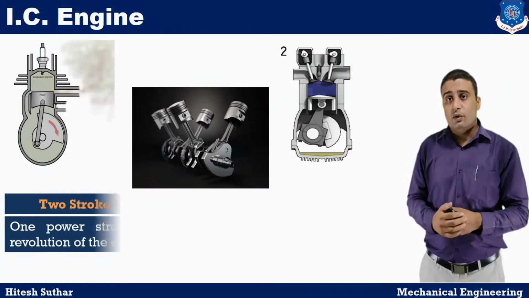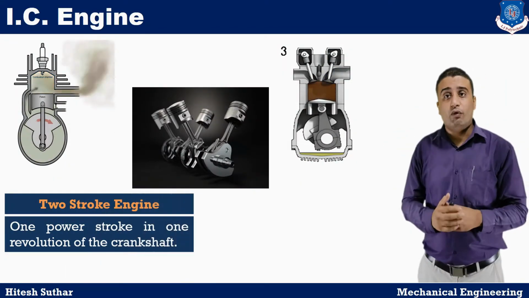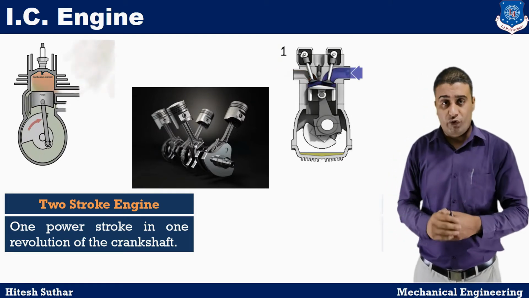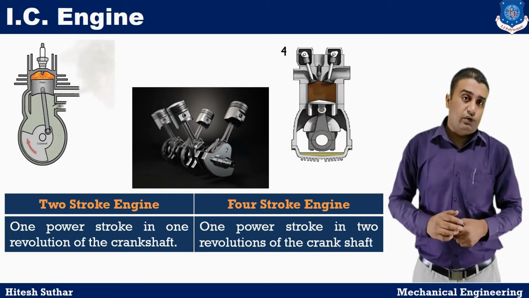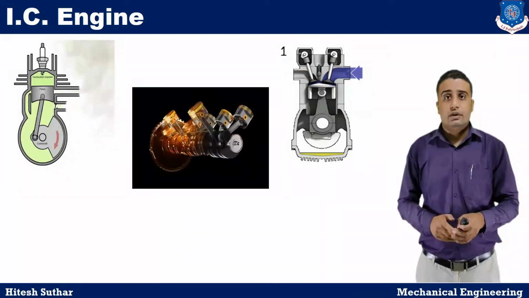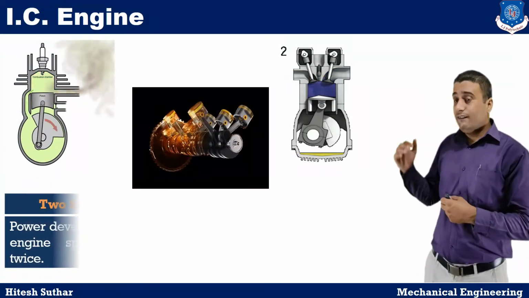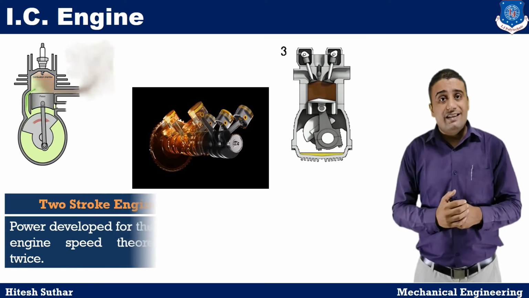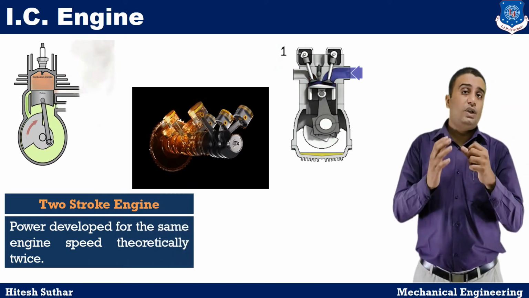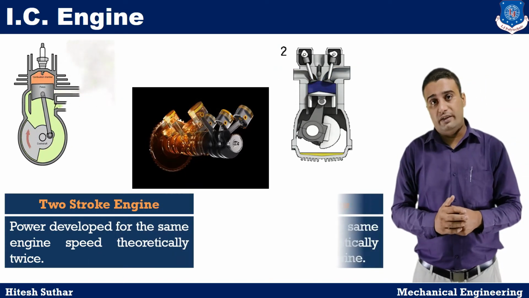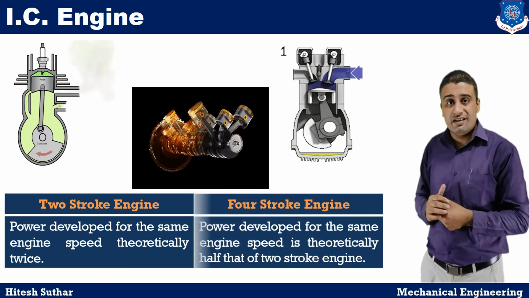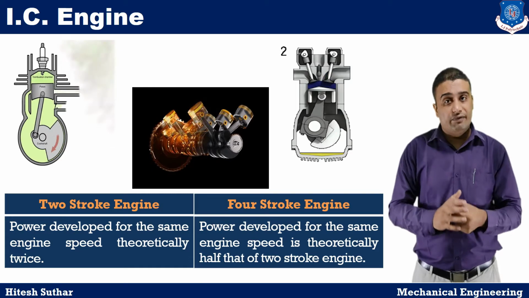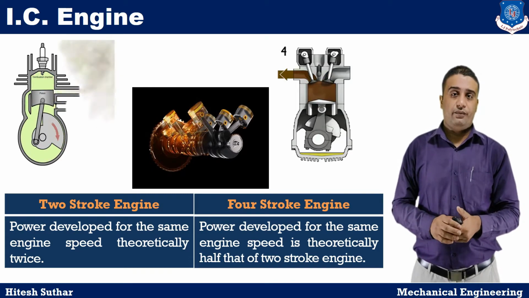In two-stroke engine, one power stroke is available in one revolution of the crankshaft, while in the four-stroke engine, one power stroke is available in two revolutions of the crankshaft. So, power developed for the same size engine speed is theoretically twice that of the four-stroke engine, and in a four-stroke engine, power developed for the same engine speed is theoretically half that of a two-stroke engine.